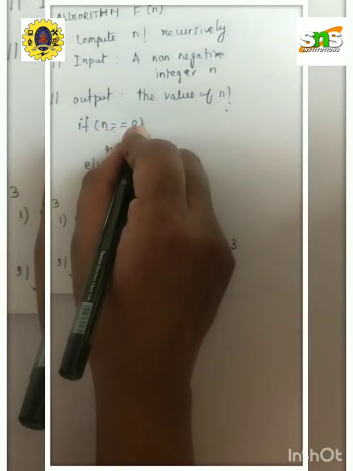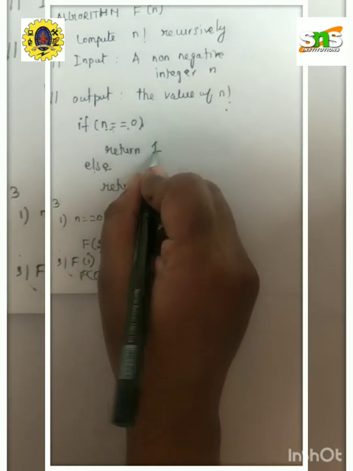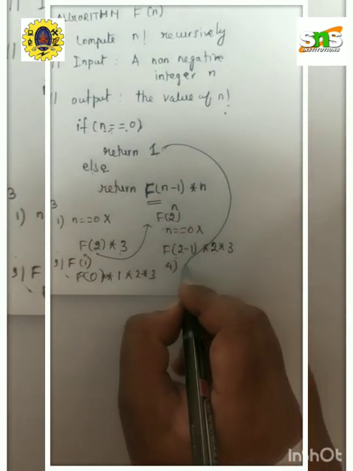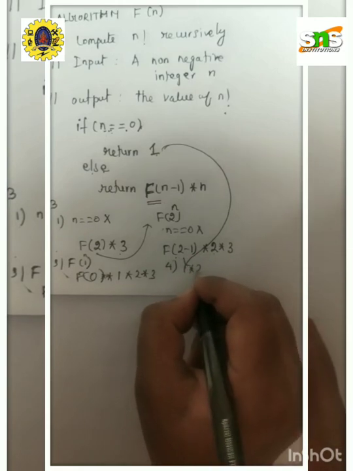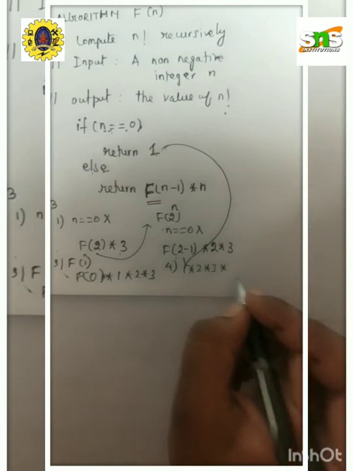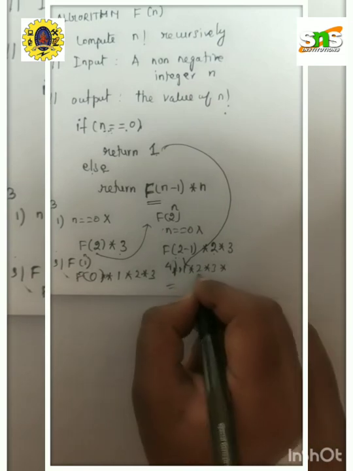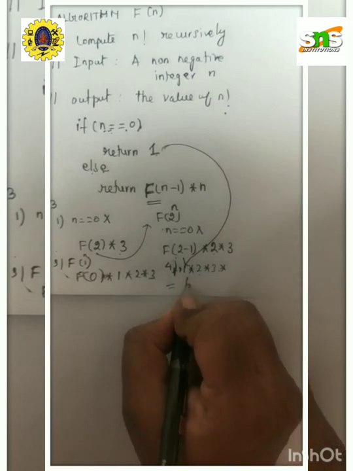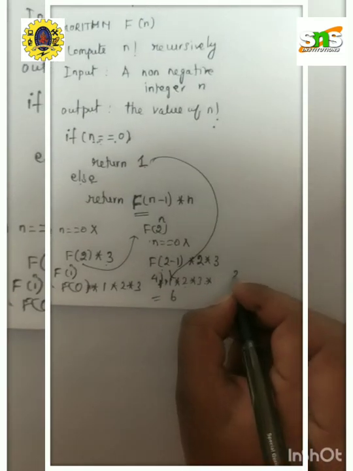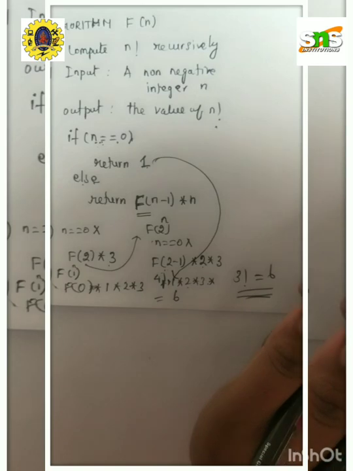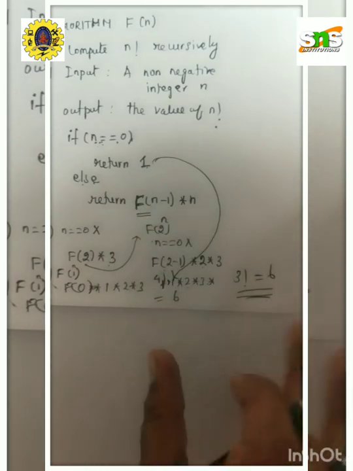Here check n is equal to 0, true, return 1. Where it was called, it returns 1. So 1 star 1 star 2 star 3, totally 1 star 2 star 3, which is 6. So 3 factorial is equal to 6. Okay, this is the working principle of factorial.